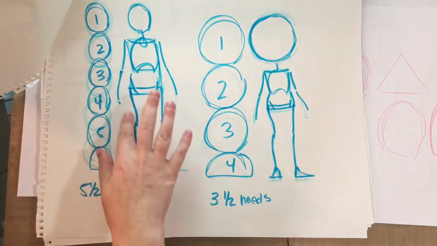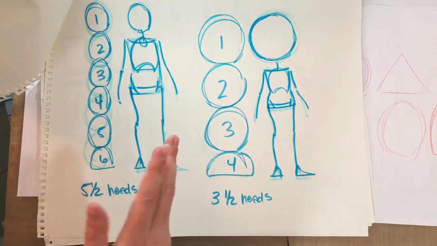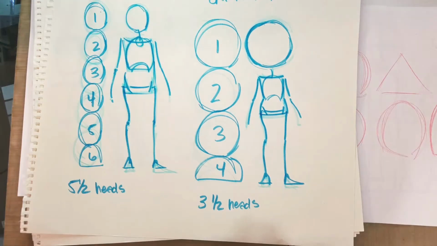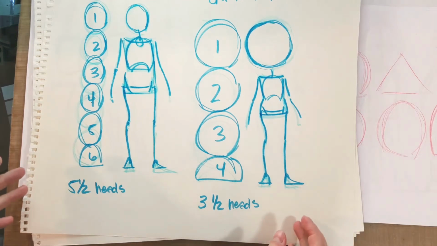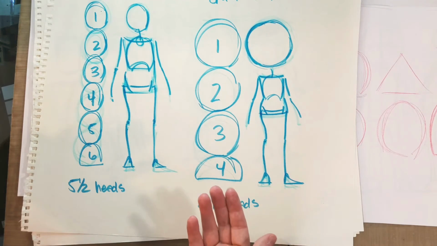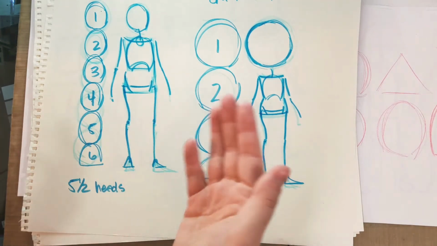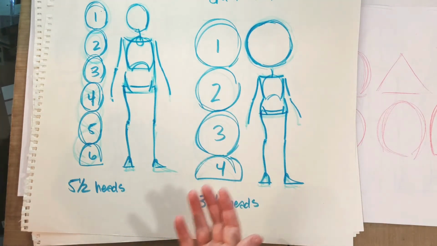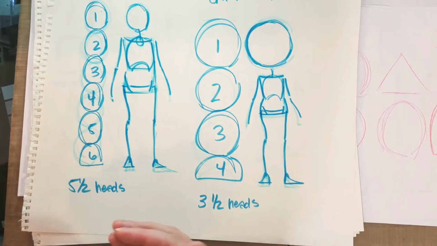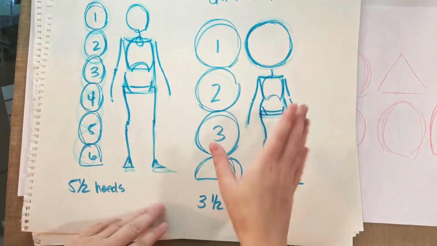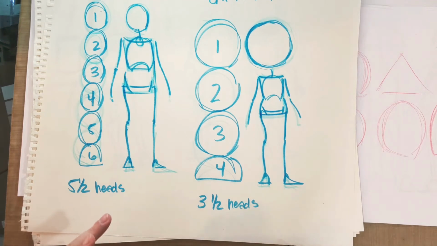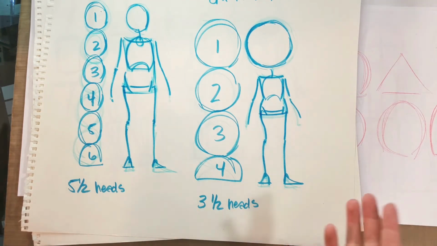So here we have a comparison of what figures look like when they're drawn at different head heights. And head height refers to the length and width of the head in comparison to the rest of the body. So when I'm normally drawing my comic Kara, the main character, who's an 11-year-old little girl, is usually scaled at 5.5 heads. Whereas if I'm doing something really cartoony in my chibi style, that's usually scaled at about 3.5 heads. Now, different artists have different styles.